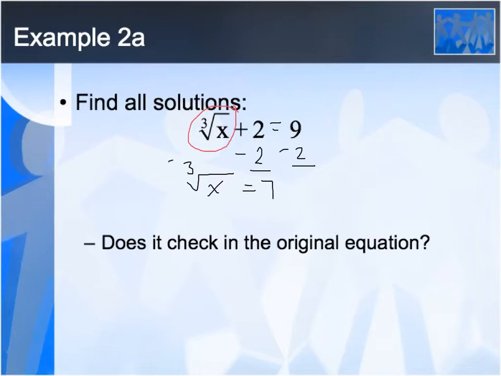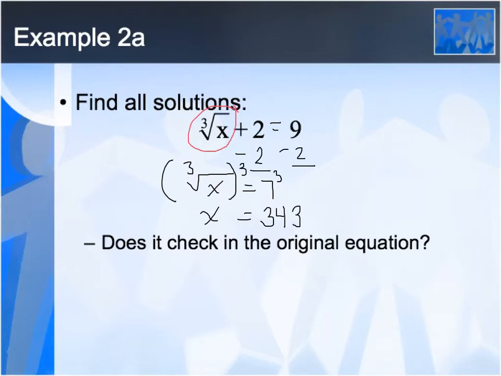And then to undo cubing, you have to use the opposite, to undo cube rooting, you have to use the opposite operation, which would of course be to cube. And in this case, we end up with x is equal to 7 cubed, which is 343.